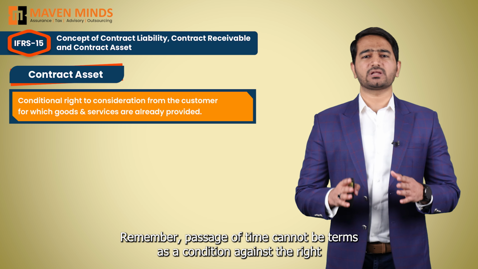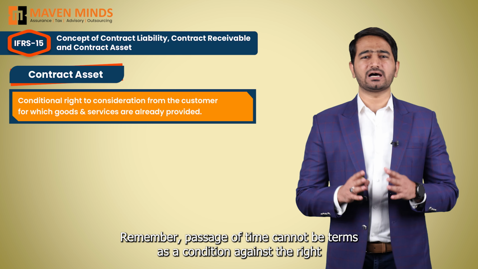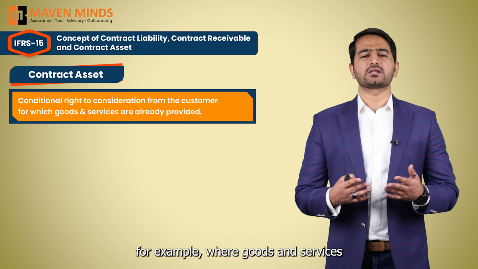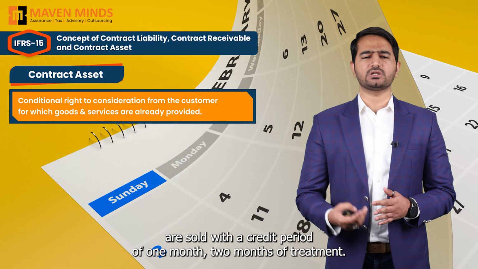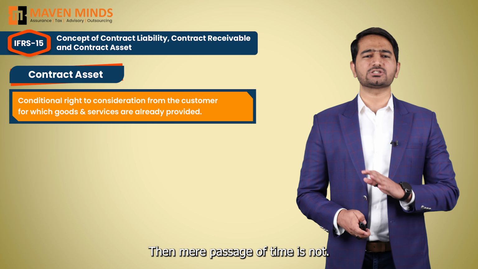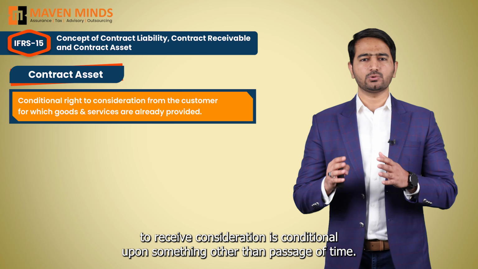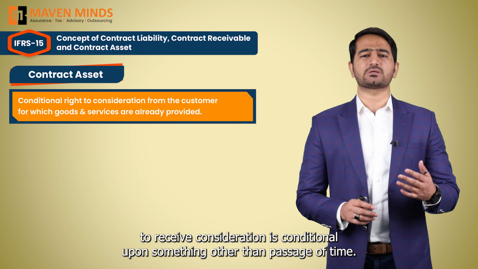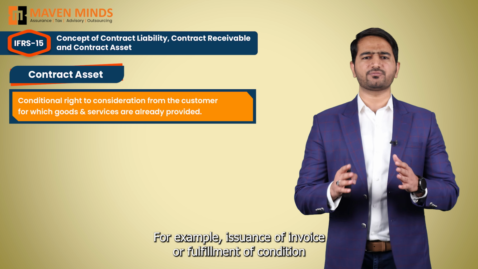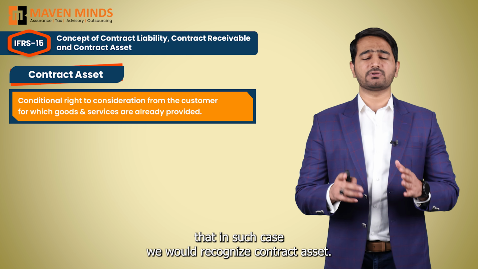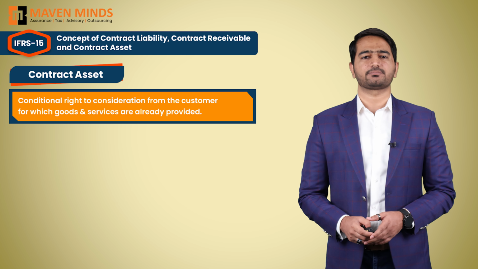Remember, passage of time cannot be termed as a condition against the right to consideration. For example, where goods and services are sold with a credit period of 1 month, 2 months or 3 months, then mere passage of time is not the condition. If the right to receive consideration is conditional upon something other than passage of time, for example, issuance of invoice or fulfillment of a condition, then in such case we would recognize a contract asset.